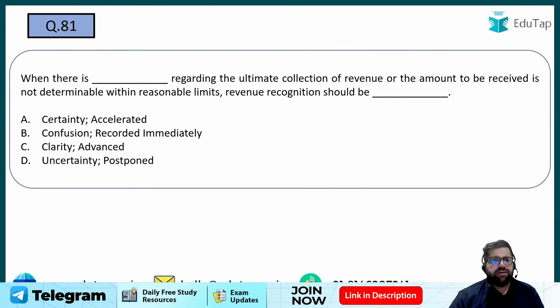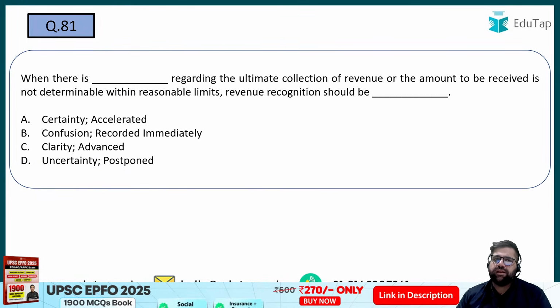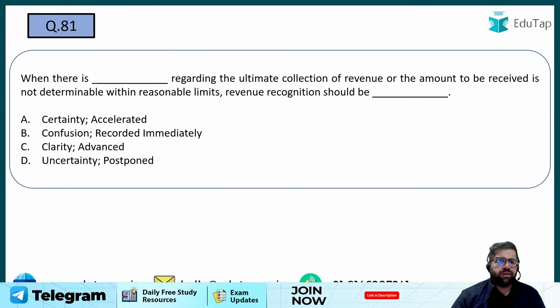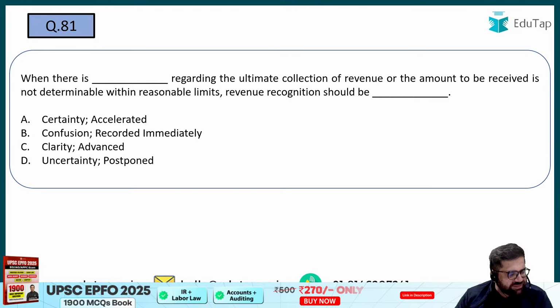Question number 81. Chaliye, try to answer this question. When there is a dash regarding the ultimate collection of a revenue or the amount to be received is not determined within reasonable time limits, revenue recognition should be dash. When there is dash regarding ultimate collection, you have to apply a lot of permutations and combinations in this case.